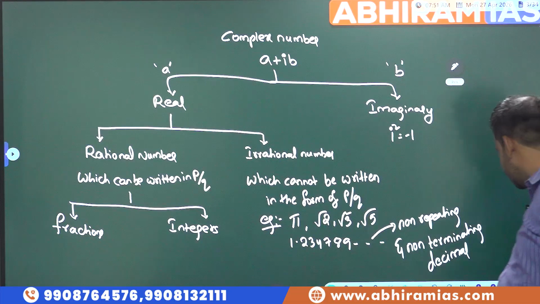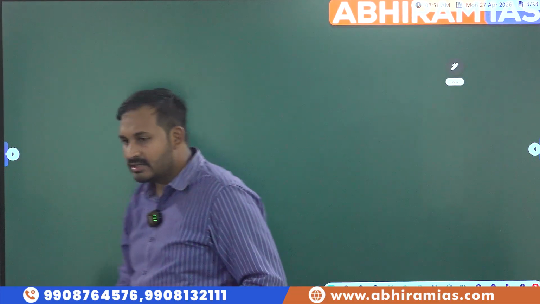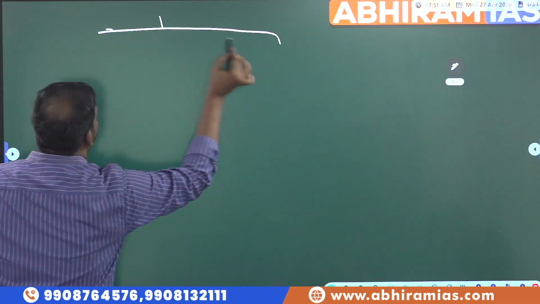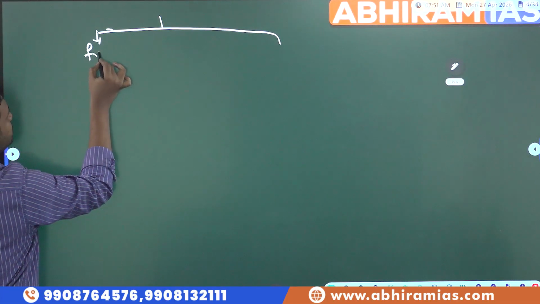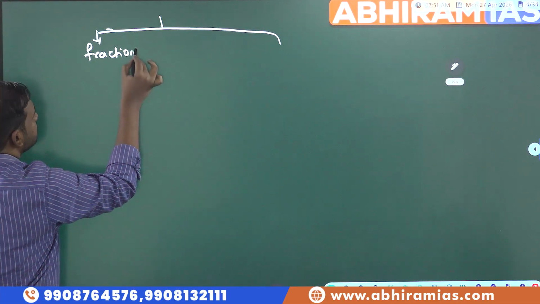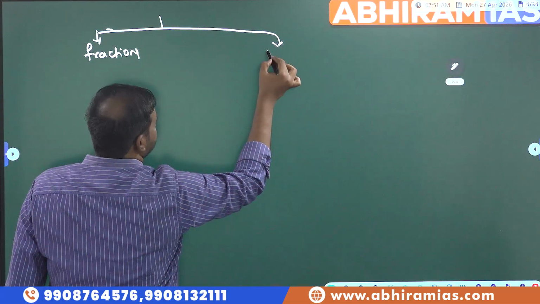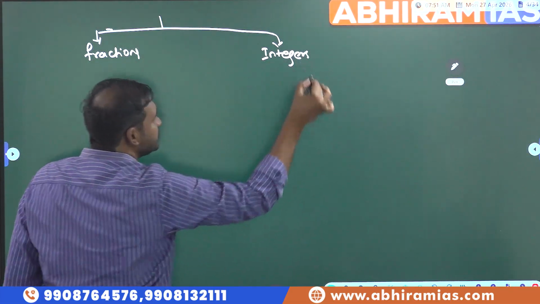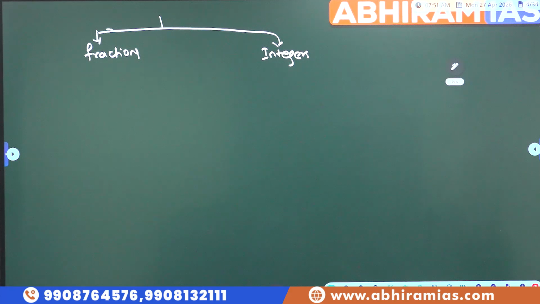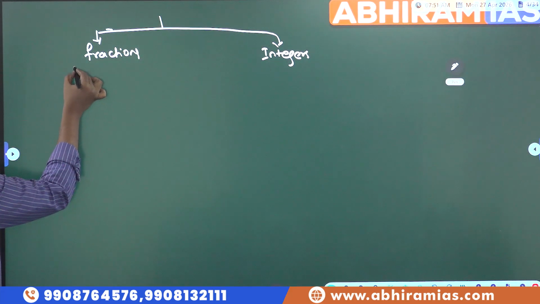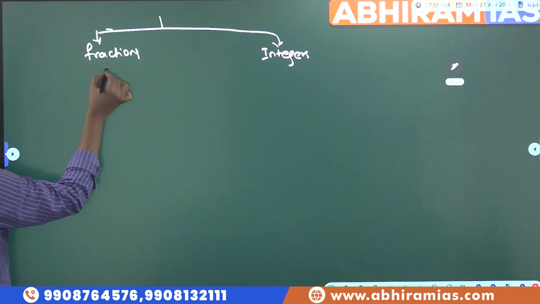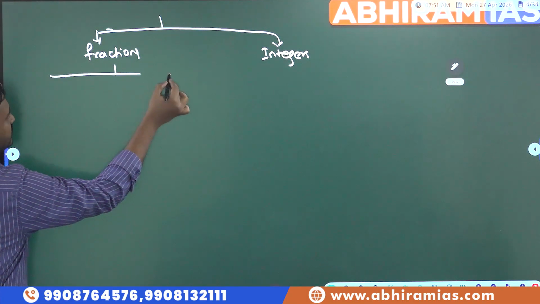Okay, right. Now we are left with two points: fractions and integers. Students, we have three types of fractions. You can write them side by side or below; it is not an issue.